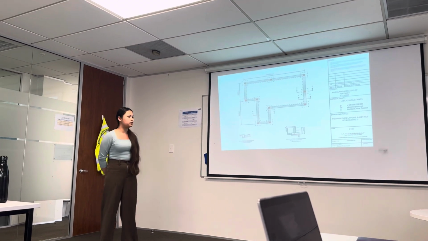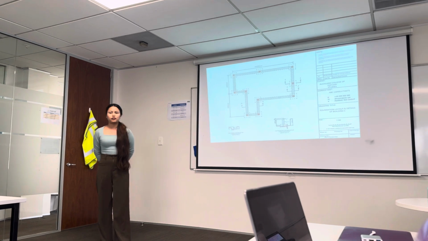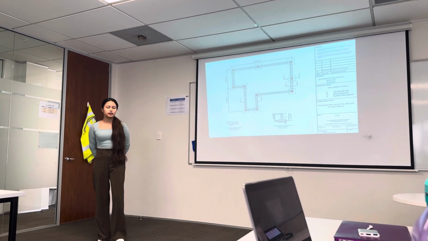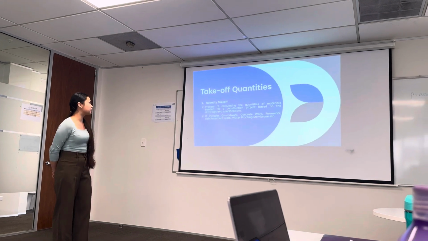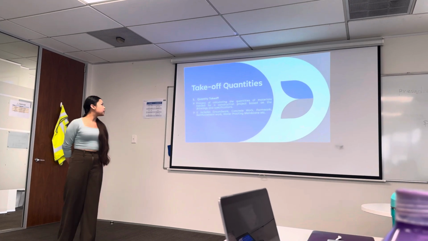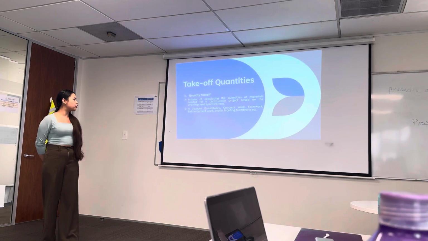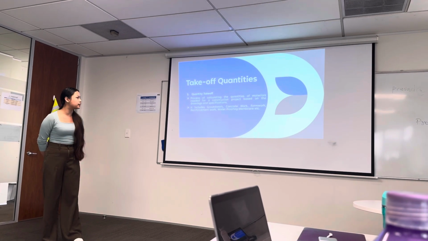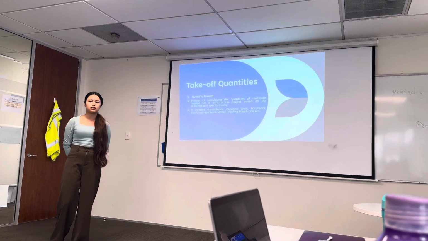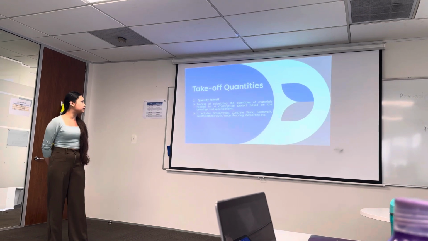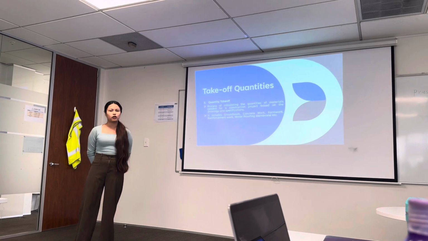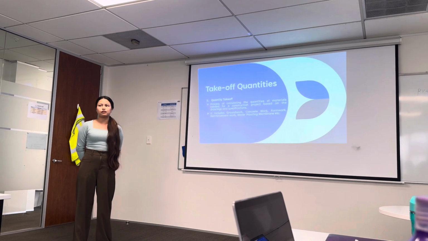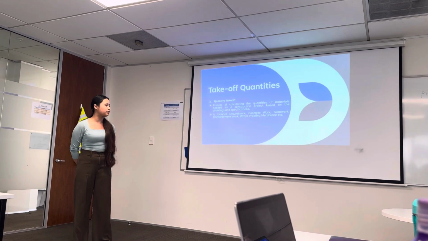So these are the drawings that we take for preparing the Excel spreadsheet. And for the takeoff quantities, quantity takeoff is the process of calculating the quantities of materials required in the construction project based on the drawings and specifications, and also it includes groundwork, concrete work, formwork, reinforcement work, waterproofing membrane, etc.